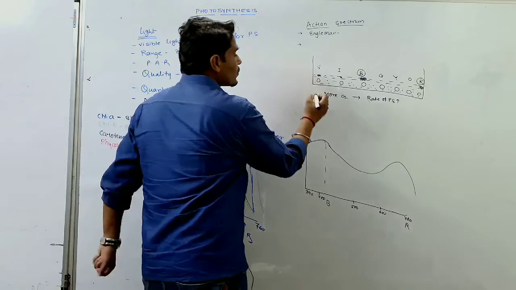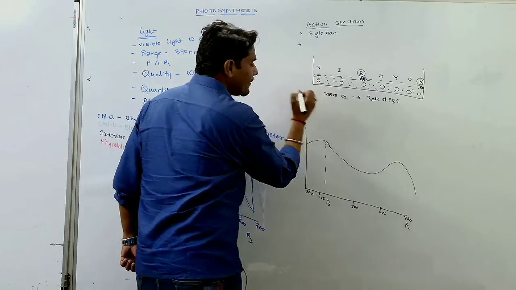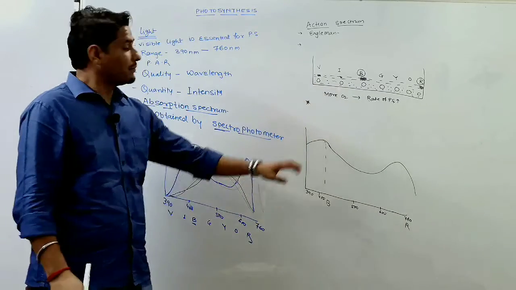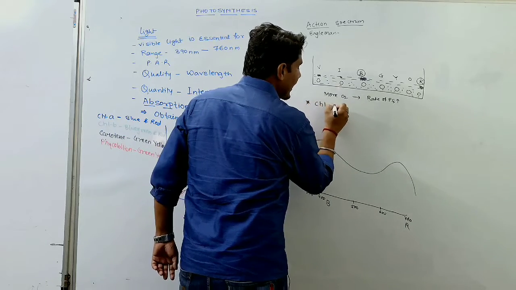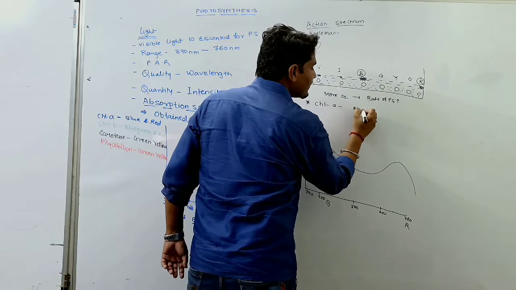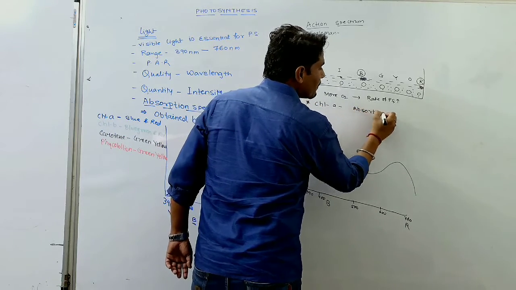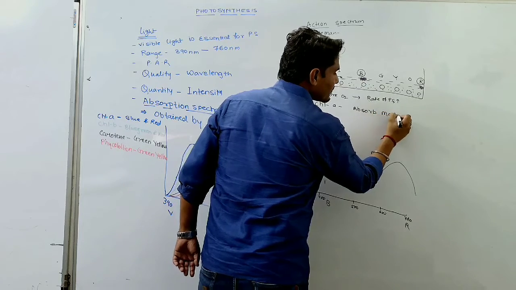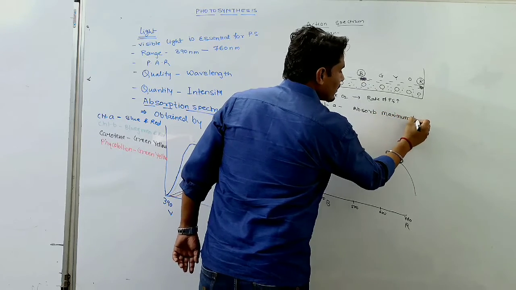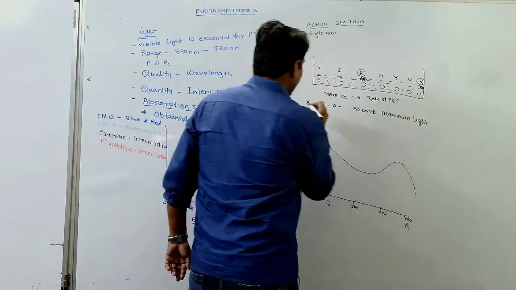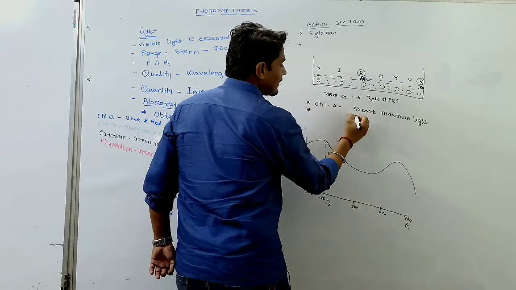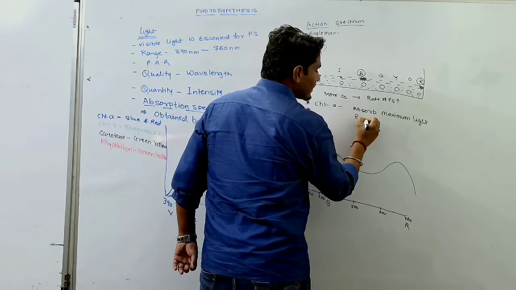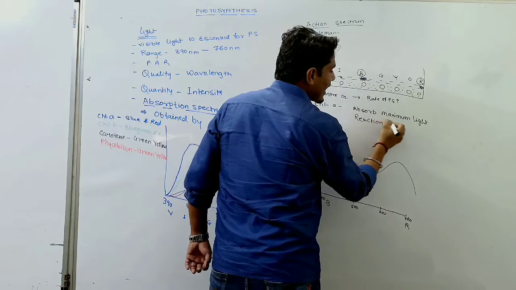So this is the main importance of the spectrum. Chlorophyll A absorbs maximum light, and chlorophyll A is also the reaction center. What do you call it? Reaction center.